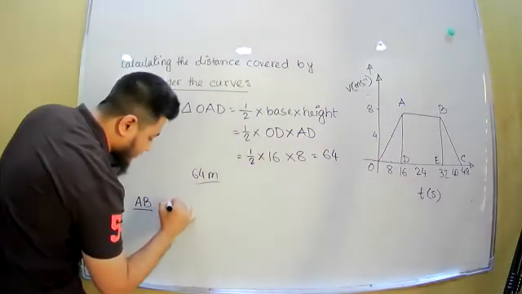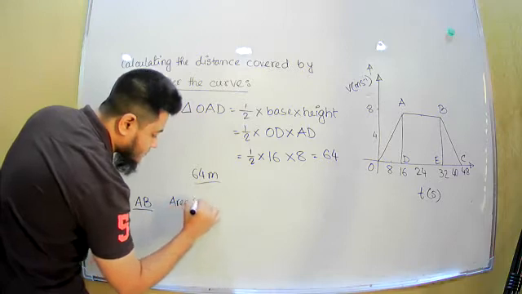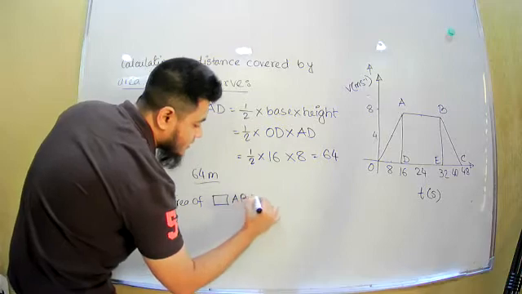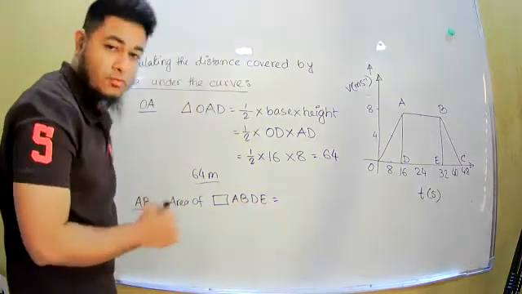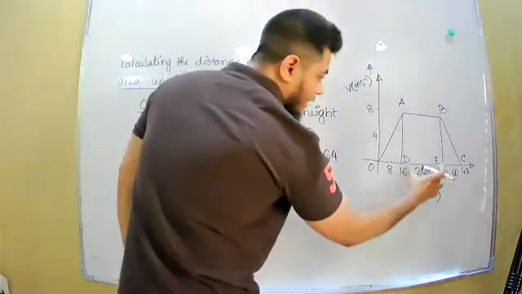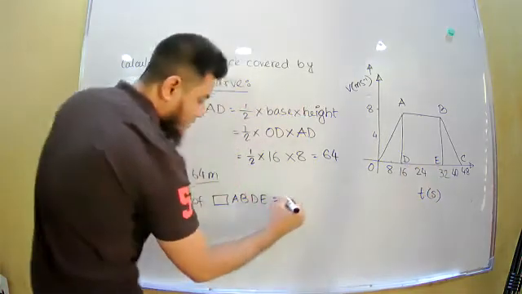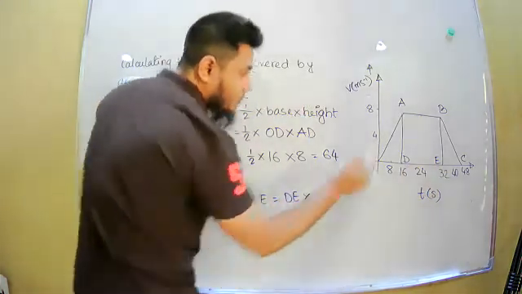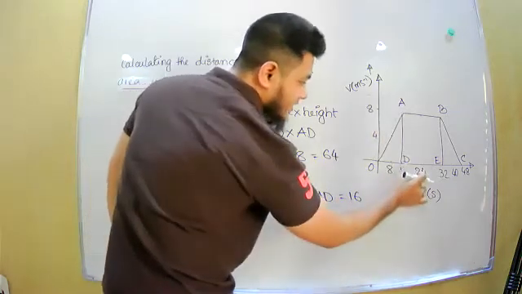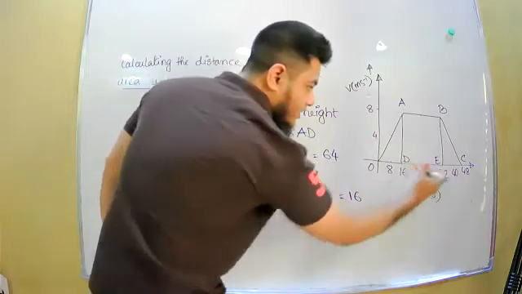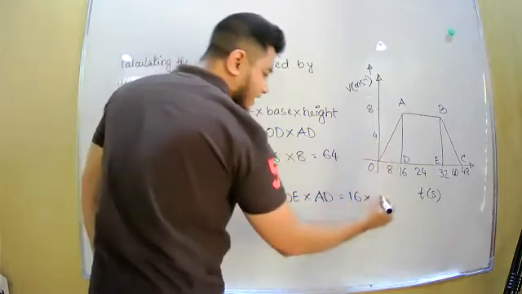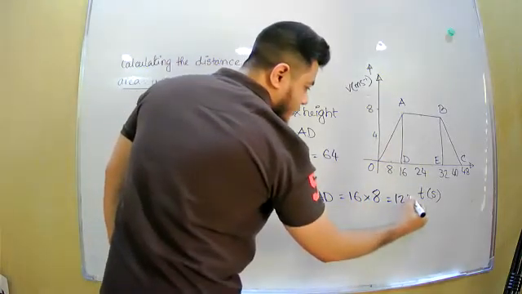So we will calculate the area of quadrilateral or rectangle ABDE. So the formula to calculate rectangle is length into breadth. So can you tell me what is the length? Length is 16, breadth is 8. Very good, 16, because starting from 16, if you go up to 32, it is 16, right? 16 into 8. So that will give us 128.